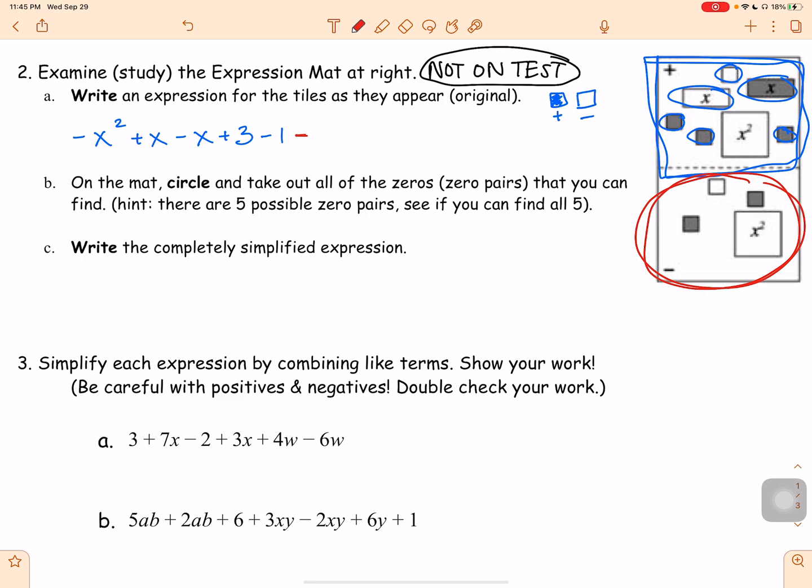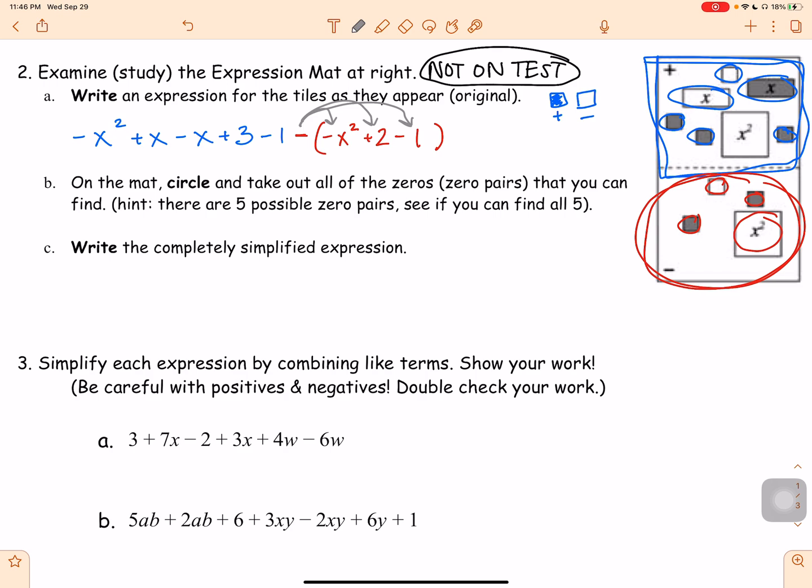So this would mean that everything is going to have a negative distributed to it. So this I would still write here as a negative x squared. And then I have two positive ones and then one negative one. So I could technically have flipped them all up to the positives, right? That would be the same thing as distributing this negative here. But this first part, I just wanted an expression for how they appear.